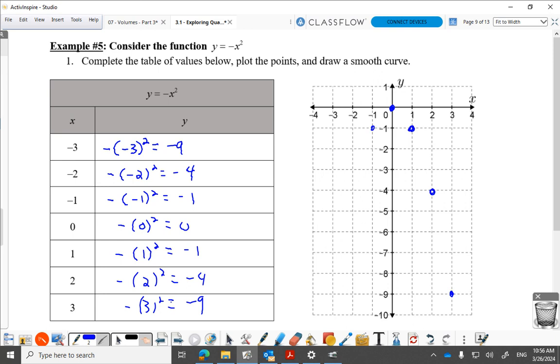Which either makes perfect sense or is really scary. For some people, that's going to make perfect sense. I put a negative out front. It means all the y values become negative. It's just pointing downwards instead of upwards. So it's the exact same parabola, but pointing downwards instead of upwards. Is that surprising?